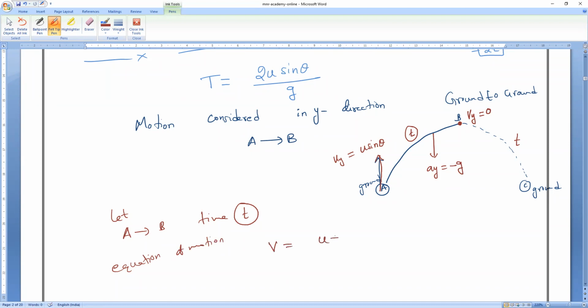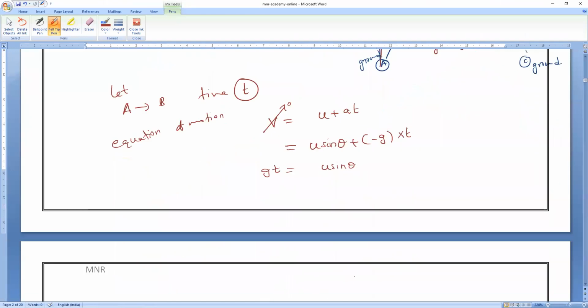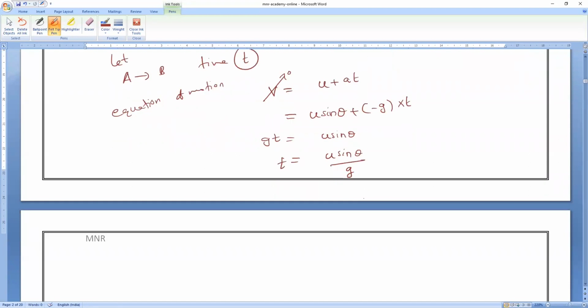v is equal to u plus at. So what is the final velocity? Everybody, final velocity is 0, which is equal to the initial velocity, u_y, that is u sin theta, minus g t. So g t is equal to u sin theta, and t is equal to u sin theta by g. We all know the total time.